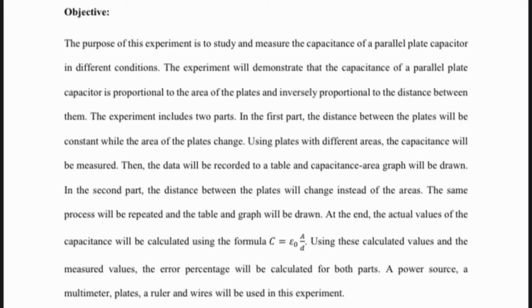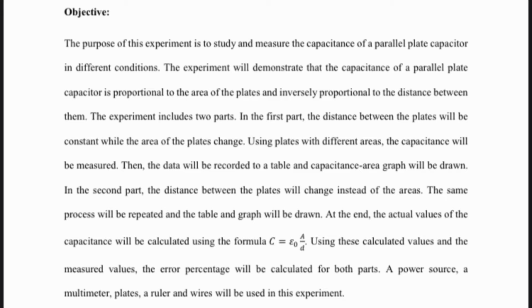The experiment includes two parts. In the first part, the distance between the plates will be constant while the area of the plates changes. Using the plates with different areas, the capacitance will be measured. Then, the data will be recorded to a table and a capacitance-area graph will be drawn.